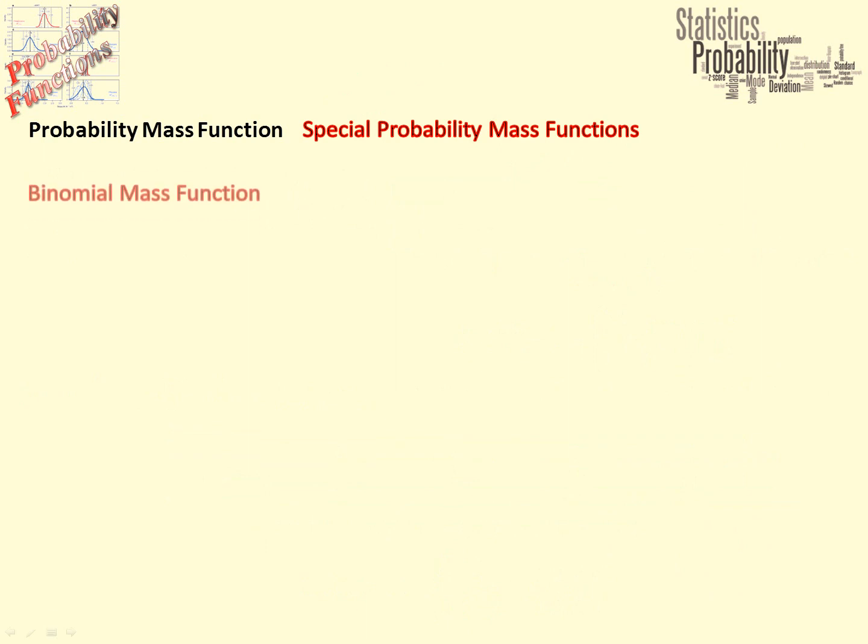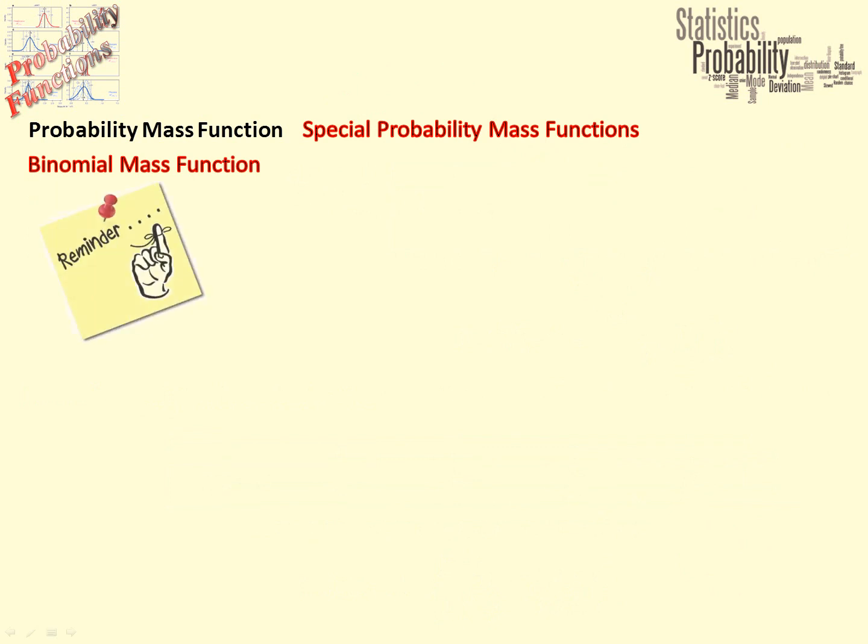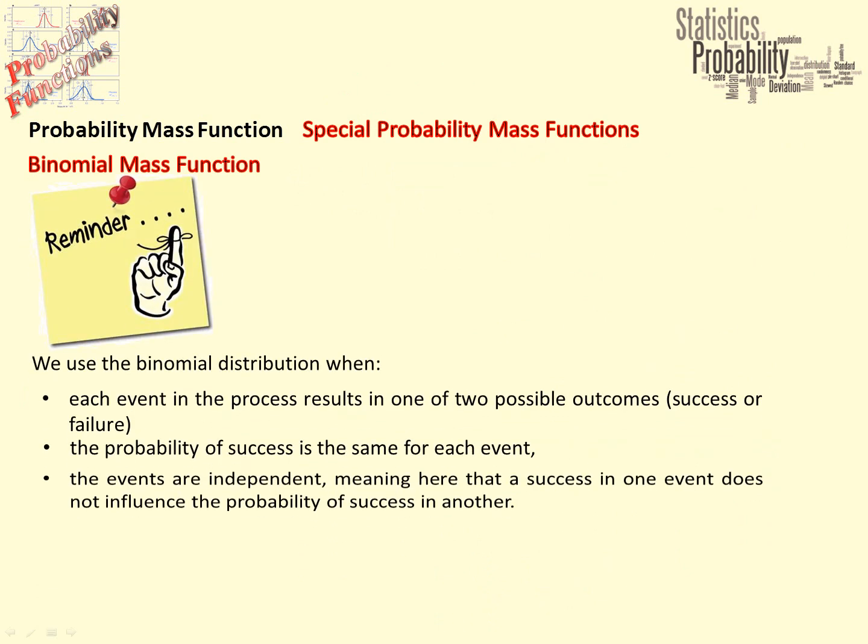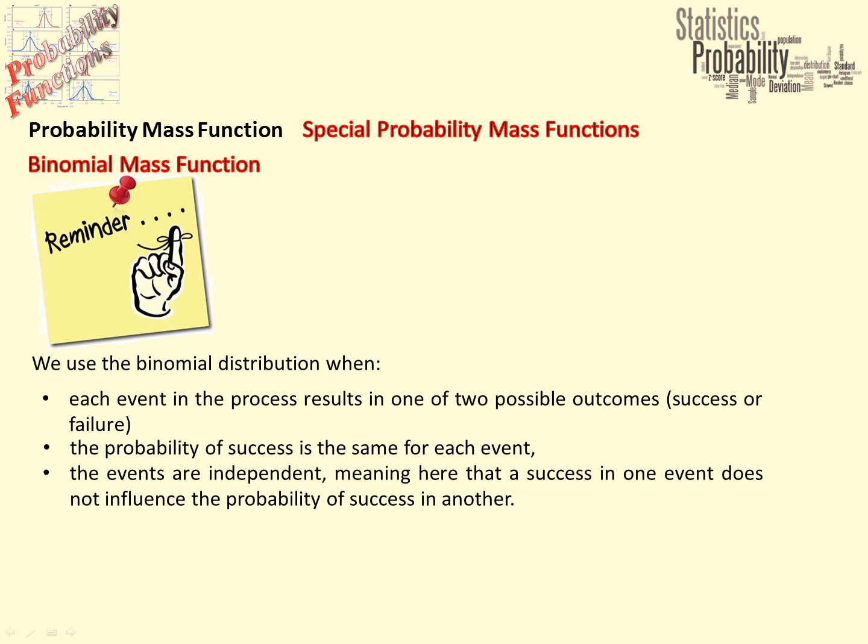Special probability mass functions. Here we're going to look at the binomial and the hypergeometric mass functions. Just a reminder, we use the binomial distribution when, first of all, each event of the process results in one of two possible outcomes, being success or failure. The probability of success is the same for each event, and the events are independent, meaning that success in one event does not influence the probability of success in another.